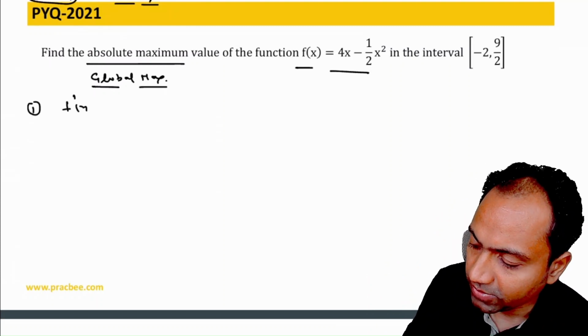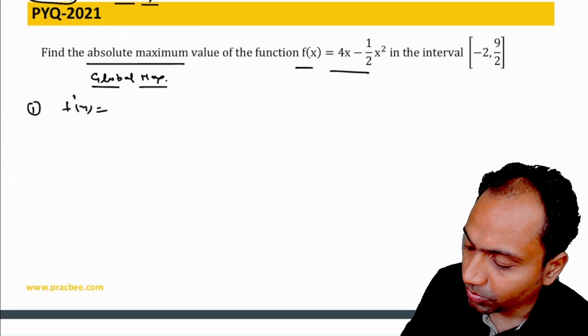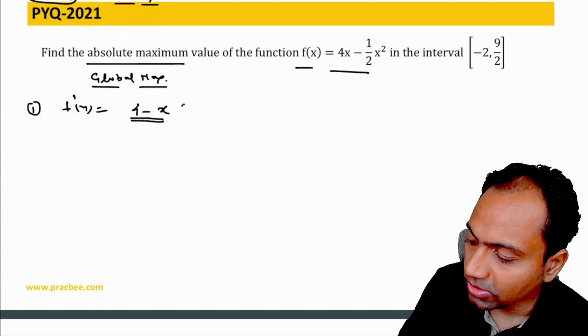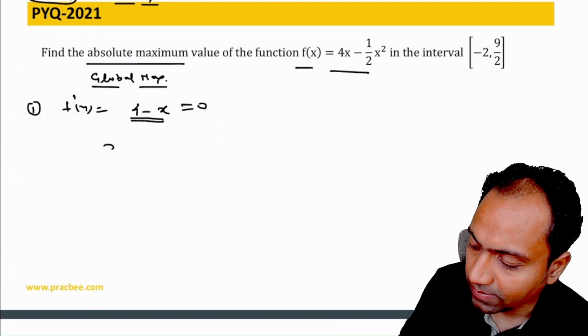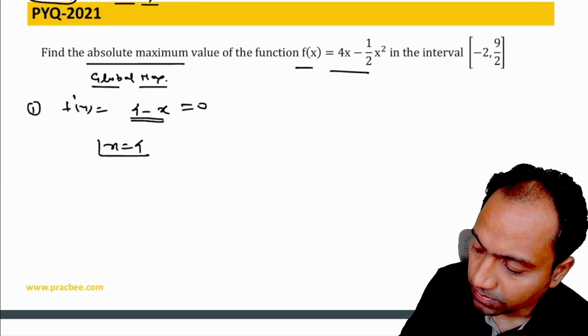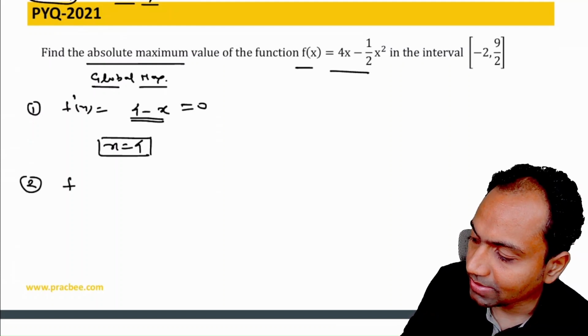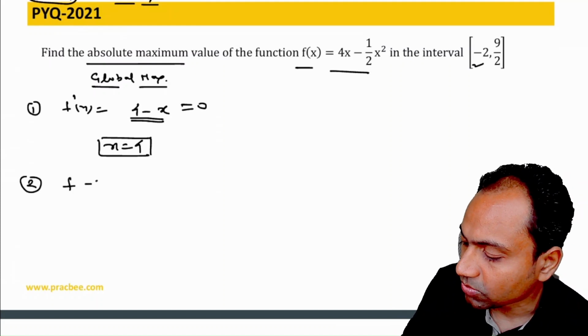I will find f dash of x, and this will come out to be 4 minus x. Next step would be to put this equal to 0. If I do that, the value of x comes out to be 4. Second thing that we are going to do is find the value of the function at the endpoints. So one of the endpoints is minus 2.